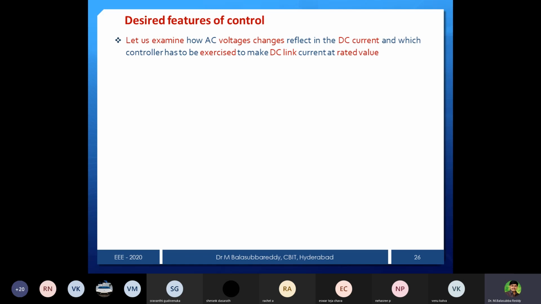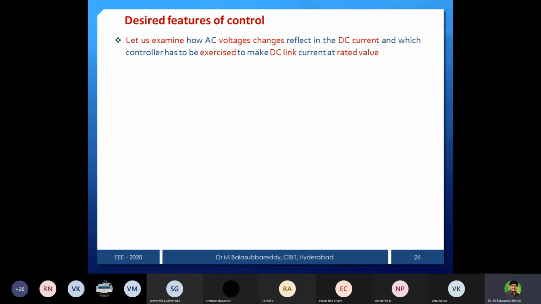That means if the AC voltage changes, whether on the inverter side or the rectifier side, what is the impact on the DC current? Because there are two stations now. If the AC voltage drops in the rectifier station or the inverter station, or similarly increases in either station, what is the DC current? We can see which controller has to act to keep the DC link current at its rated value.